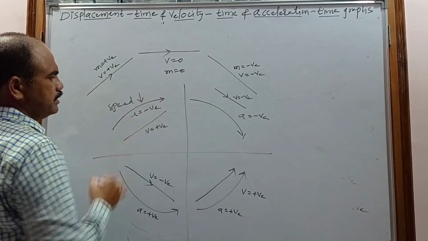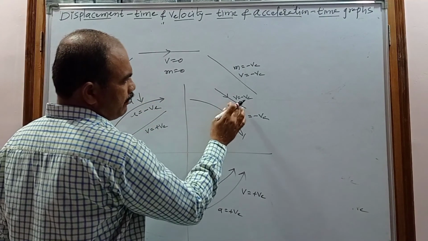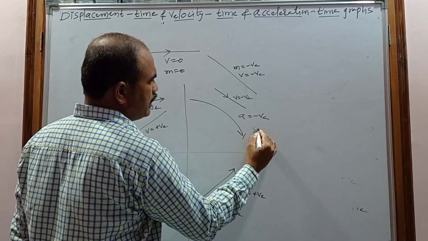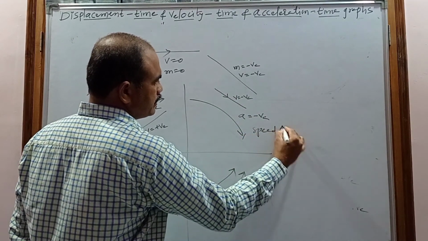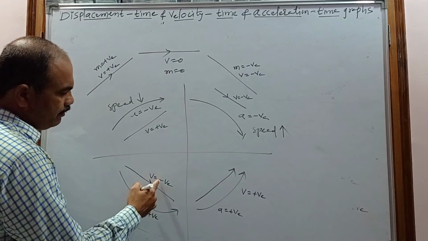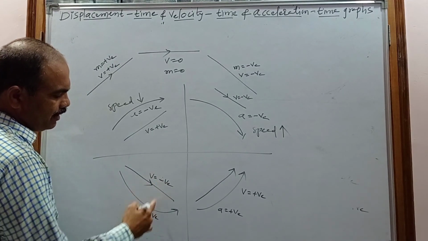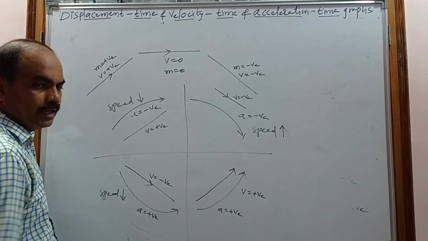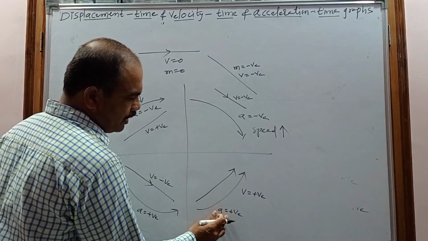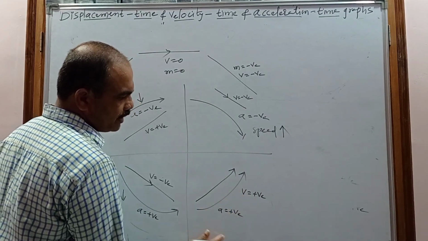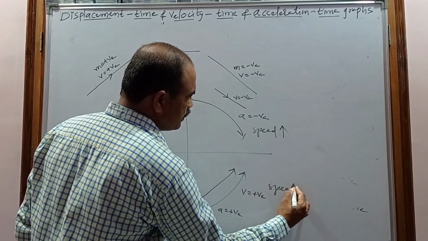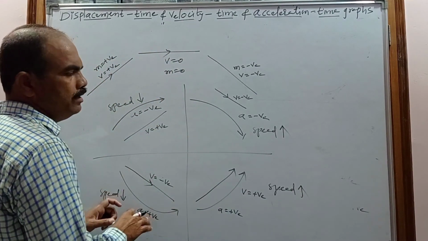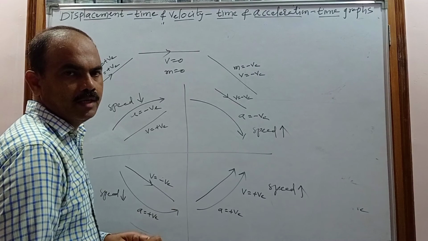Here velocity and acceleration are both the same sign, that's why the speed increases. Here the velocity and acceleration are in opposite sign, that's why the speed decreases. Here velocity and acceleration are both the same sign, that's why the speed increases. So this is the information about the displacement versus time graph. Remember.